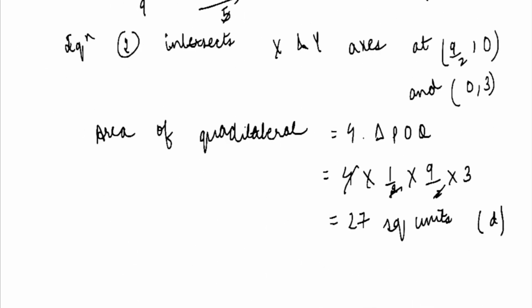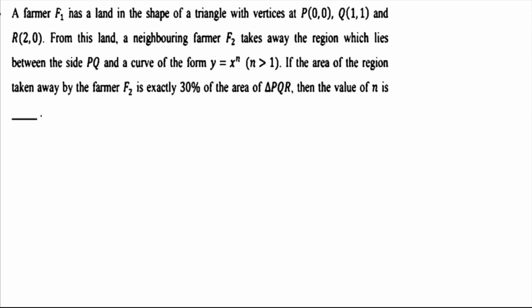Thank you. A farmer F1 has a land in the shape of a triangle with vertices P(0, 0), Q(1, 1) and R(2, 0). From this land, a neighboring farmer F2 takes away the region which lies between the side PQ and a curve of the form y is equal to x raised to power n. If the area of the region taken away by the farmer F2 is exactly 30% of the area of triangle PQR, then the value of n is.